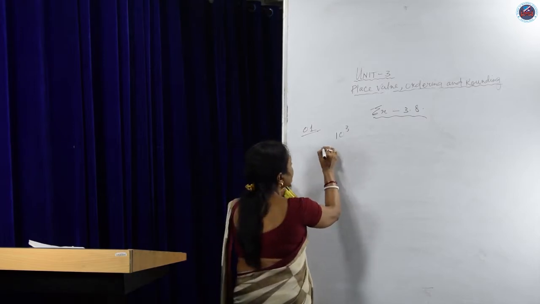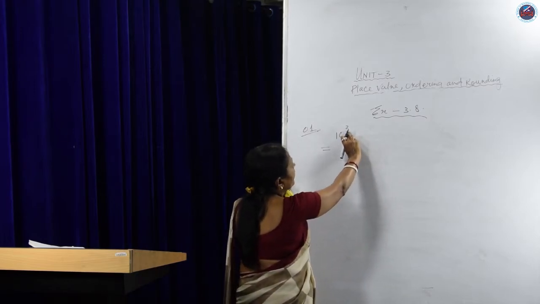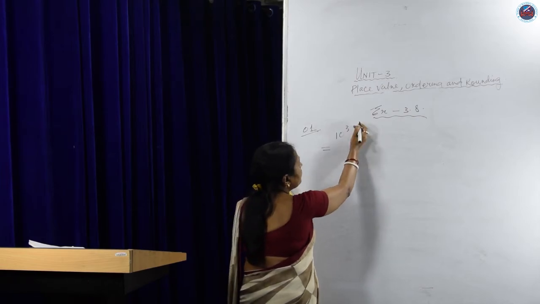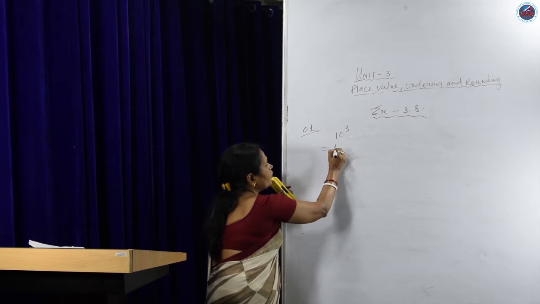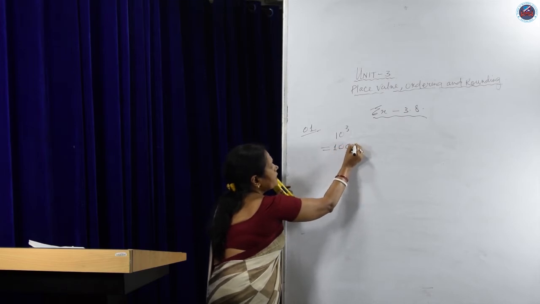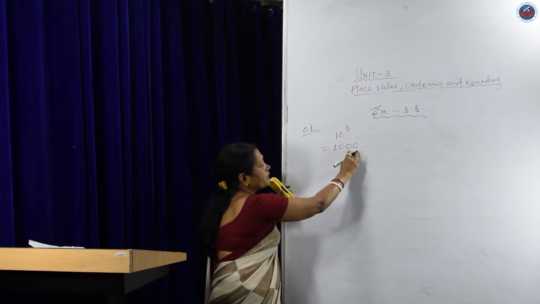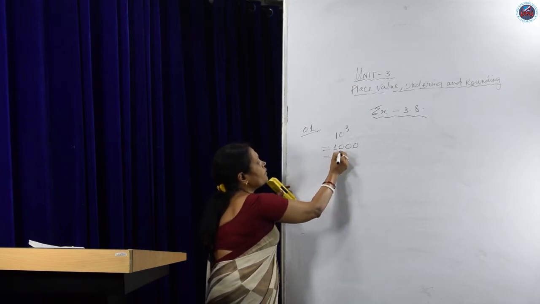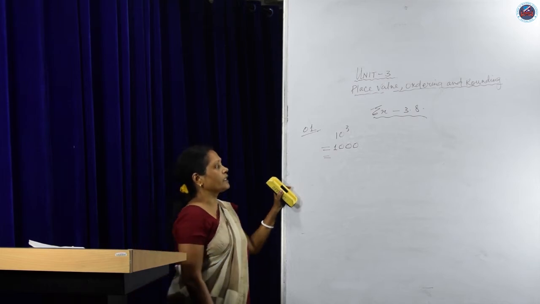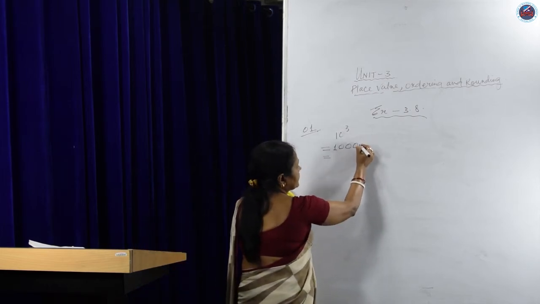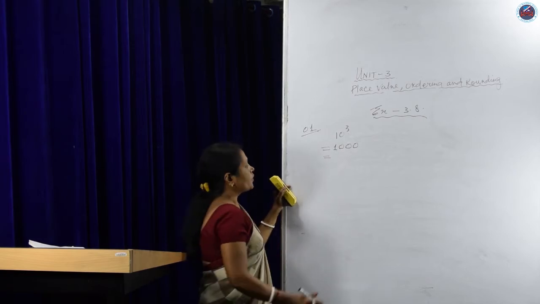So 10 to the power 3 means, as I told you in the beginning, you have to add the number of zeros according to the power. What is the power here? 3. That means 1 will be followed by 3 zeros. So 10 to the power 3 means what? 1 followed by 3 zeros. So the number becomes 1000. After writing this as a number, now you have to write this number in words. So how to write it?